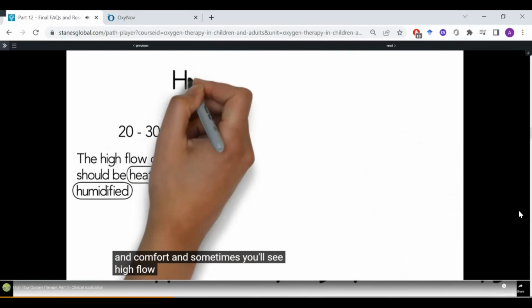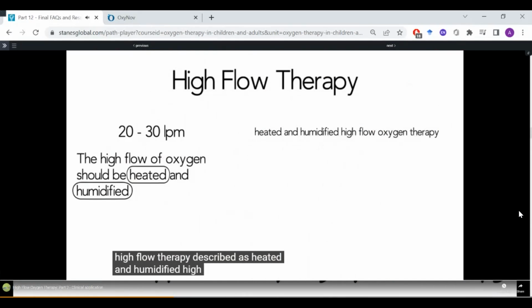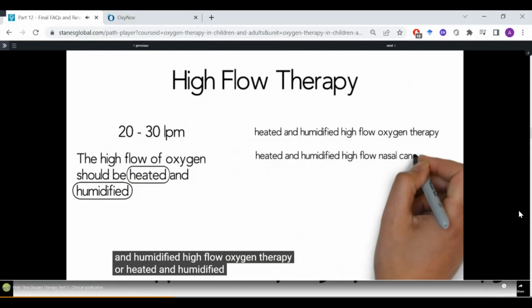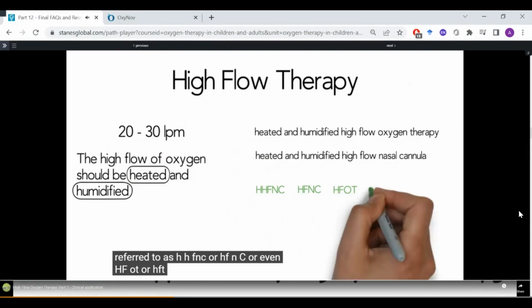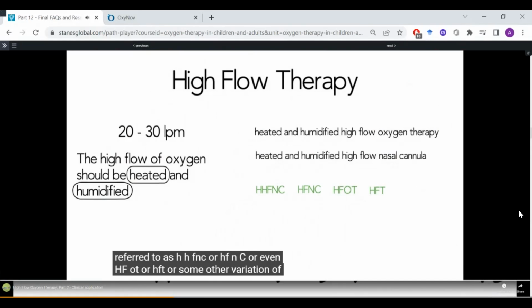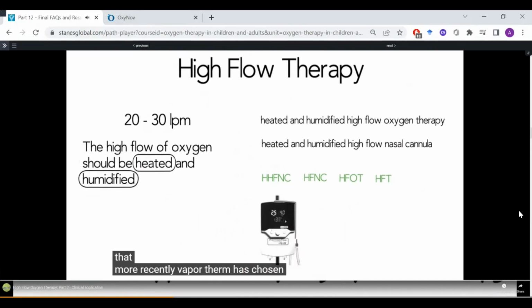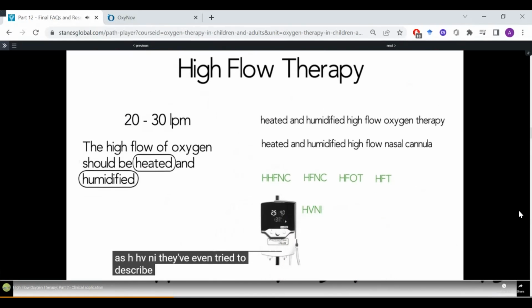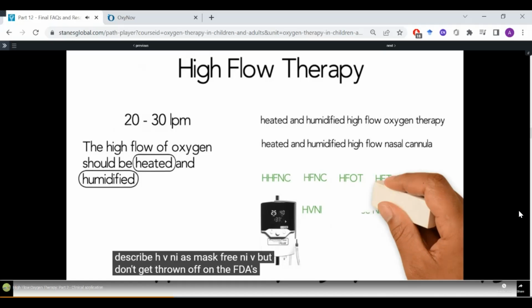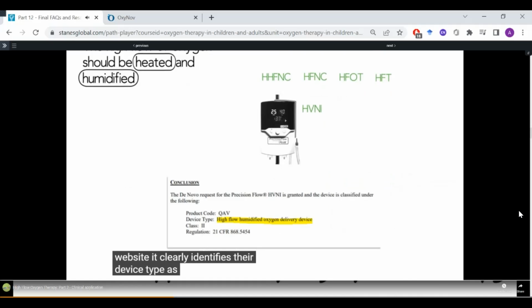And sometimes you'll see high flow therapy described as heated and humidified high flow oxygen therapy, or heated and humidified high flow nasal cannula, or to keep it short, it may be referred to as HHFNC or HFNC or even HFOT or HFT or some other variation of that. More recently, Vapotherm has chosen to refer to their heated high flow therapy as HVNI. They've even tried to describe HVNI as mask-free NIV, but don't get thrown off. On the FDA's website, it clearly identifies their device type as high-flow humidified oxygen delivery device.